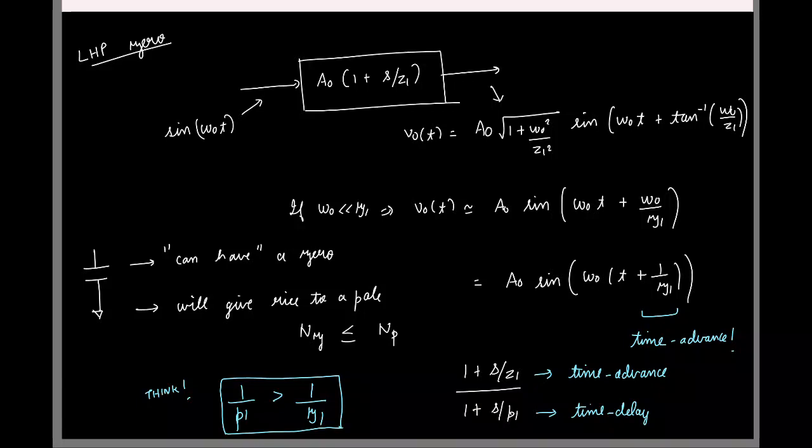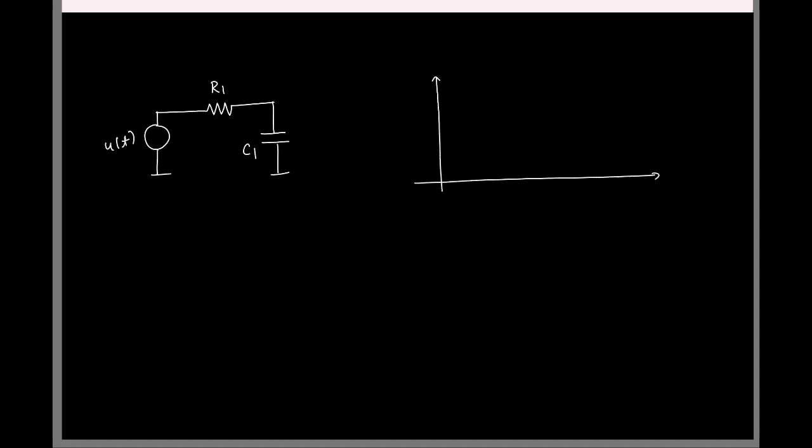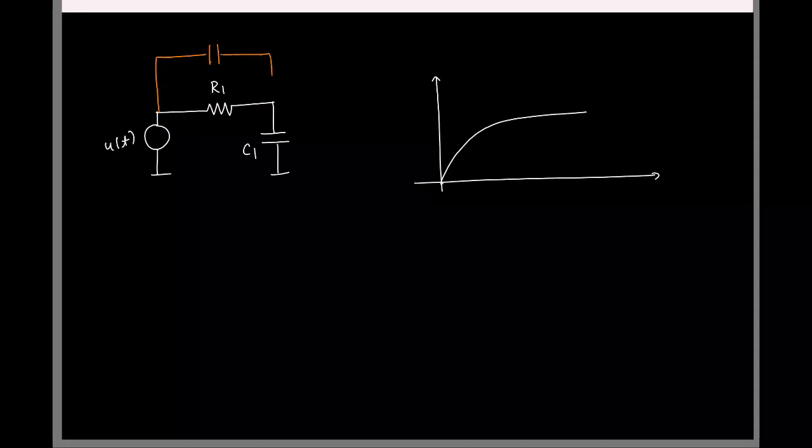For example, if you take some system like this, I take a simple RC. If I apply a step, how will the response look? It will kind of do this. Now let us say I add a capacitor like this.